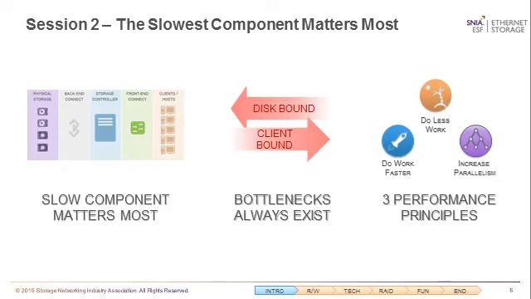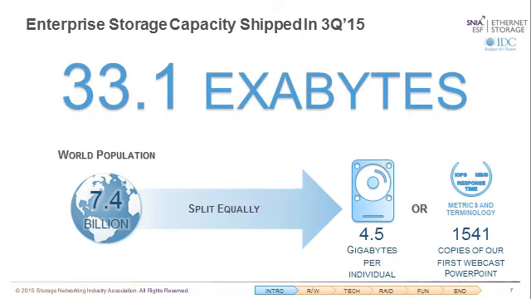So we began with that and said, which component matters? It's a slow one, clearly. And the interesting thing about the slow components of the solution under test is that the slow component is something that we would call a bottleneck. Those bottlenecks always exist. So that slow component or the bottleneck could be moving across your solution under test depending on what kind of adjustments are being made. And then we presented 3 performance principles on how to address those bottlenecks.